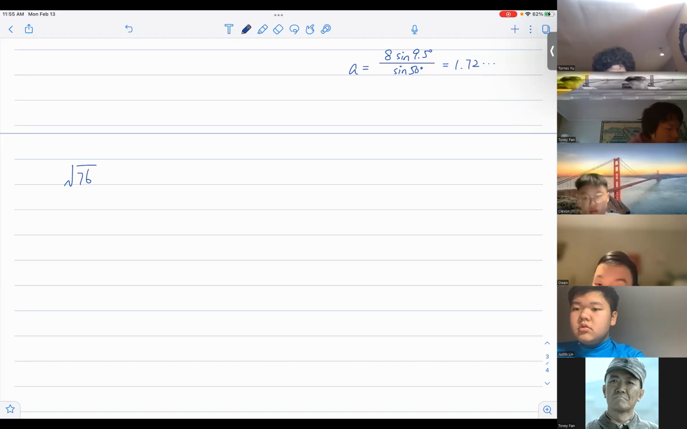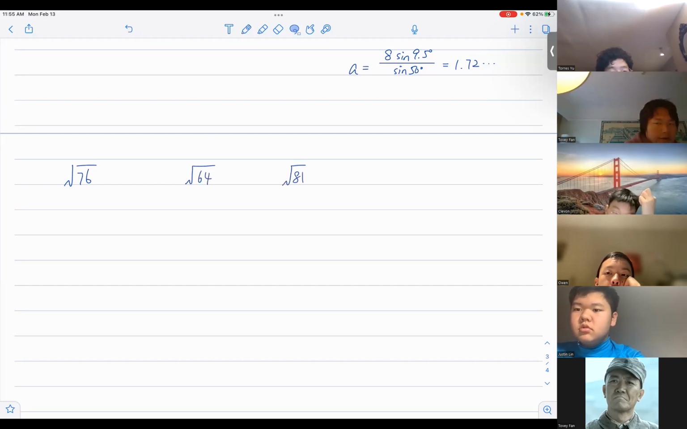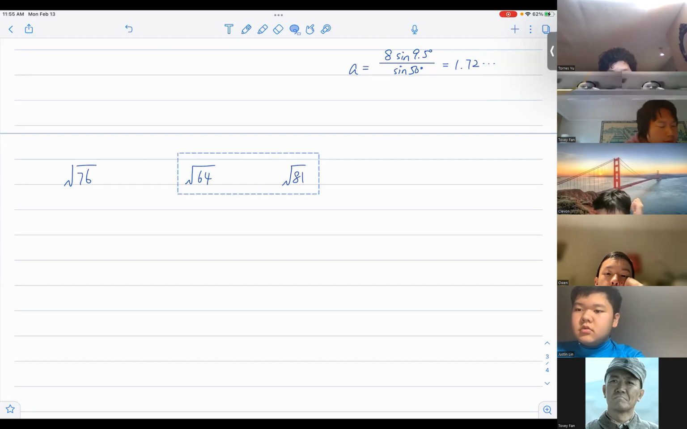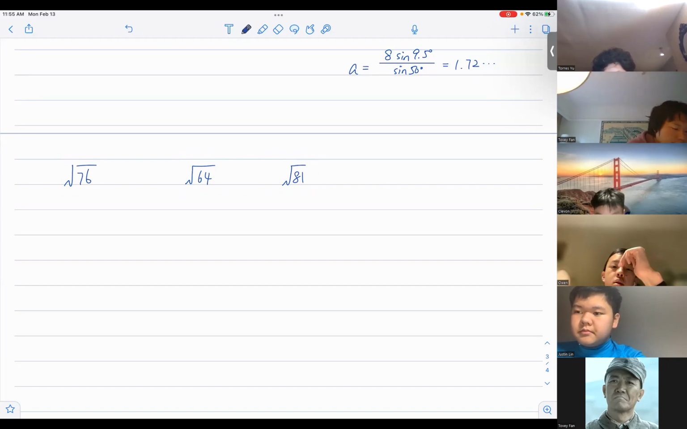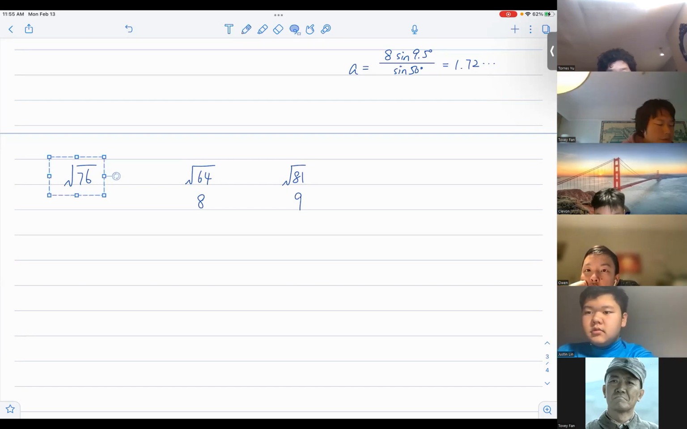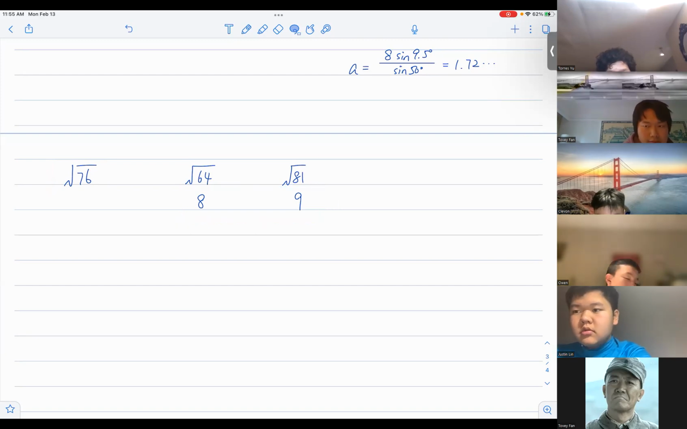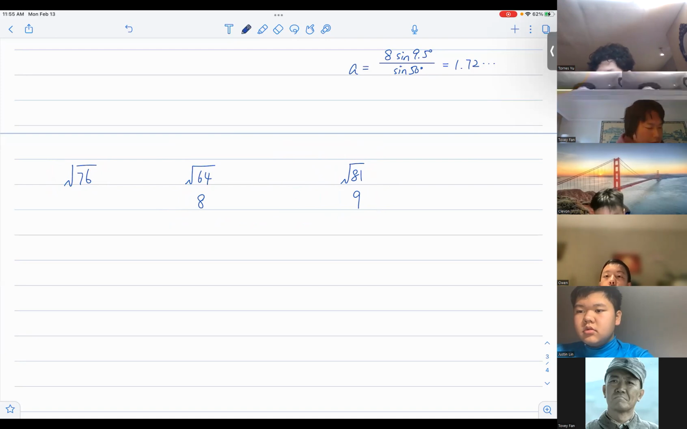Clavon's method is that we know that root 76 is between root 64 and root 81, right? So we first find the two nearest perfect squares of the root so that we can have two integers. This one is 8 and this one is 9. So this means that our root 76 should be between 8 and 9. And that should make sense to everyone, right? It's very simple. If you were asked to estimate any value of a radical, at least you're going to first find the two nearest perfect squares, one smaller than it, one bigger than it, and then you can find a rough range, okay?